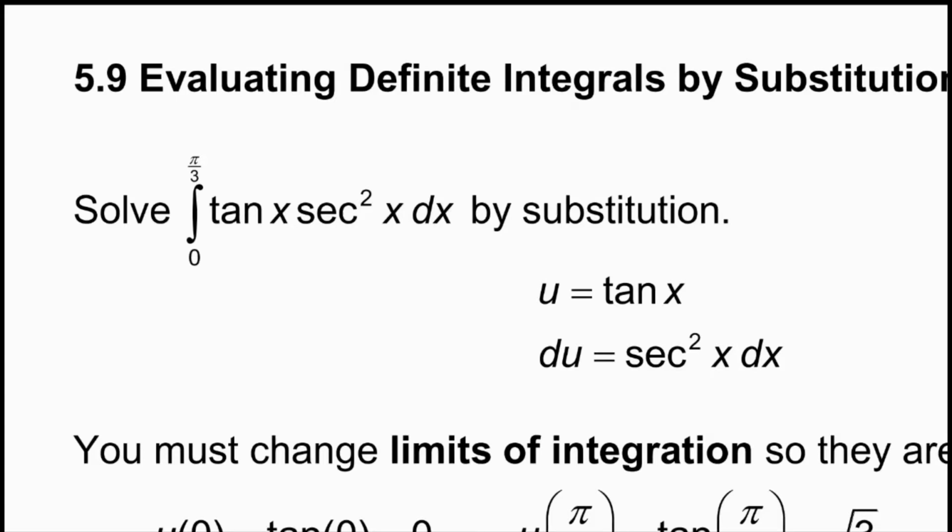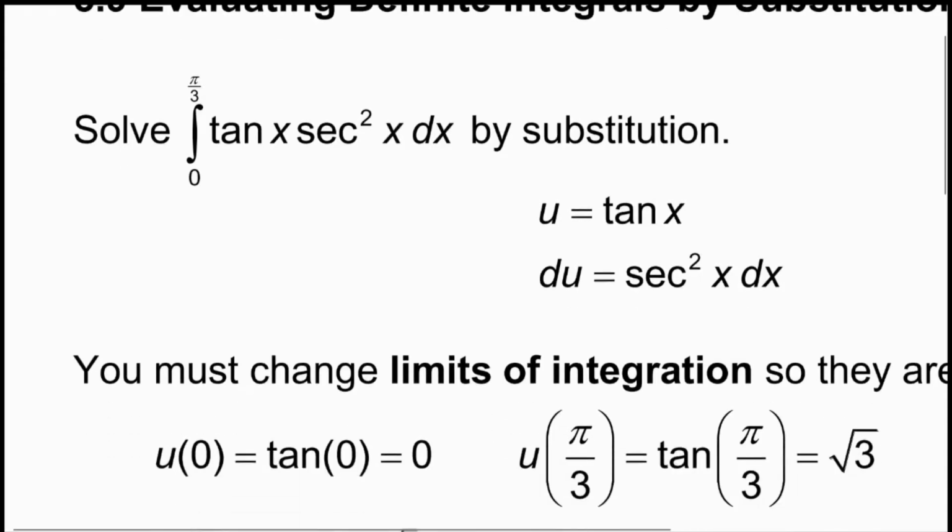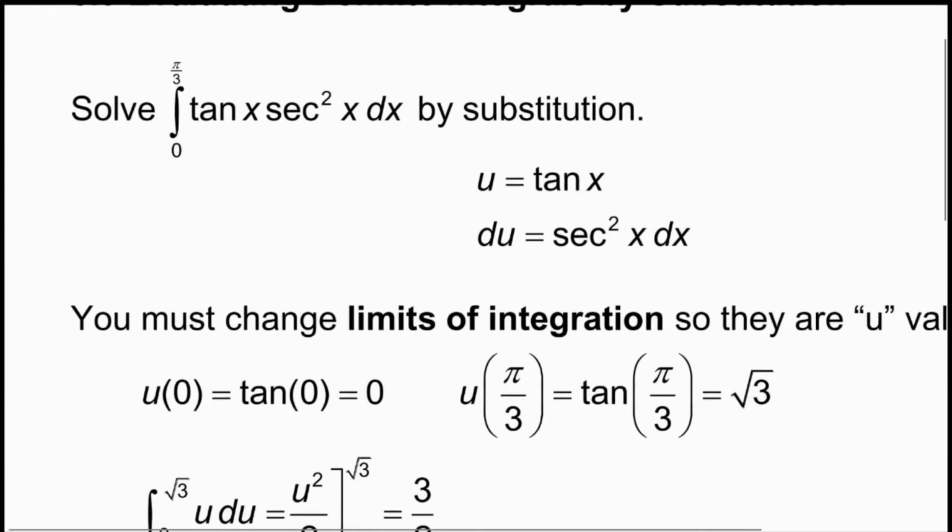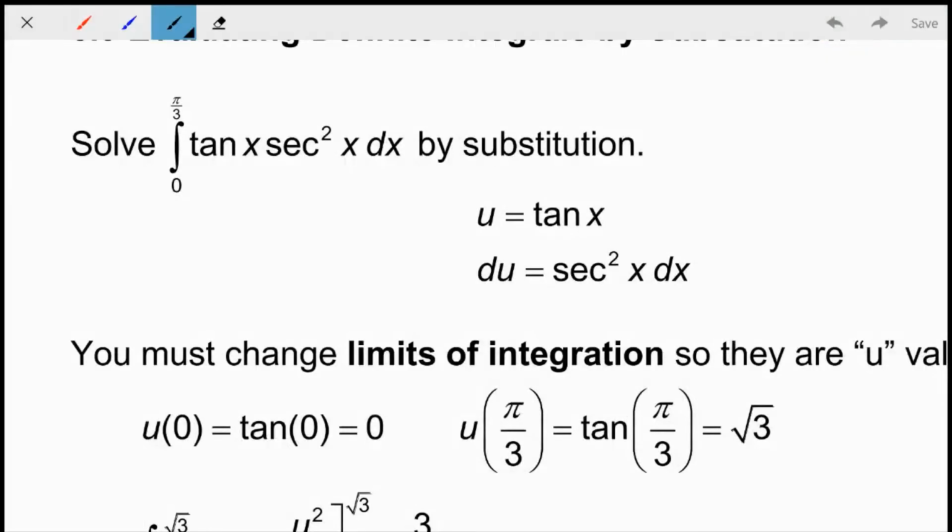It says solve this integral from 0 to pi over 3 of tangent x secant squared x dx by substitution. Pretty obvious substitution here. You can see u is tangent x, and du is secant squared x dx. We also could have said u was secant x and used du to be secant x tangent x. It doesn't really matter. The main idea is that not only do we have to do that substitution, and you can see everything is there, but we also have to account for the fact that when we do our substitution, we're going to turn all of this into an expression in terms of u.